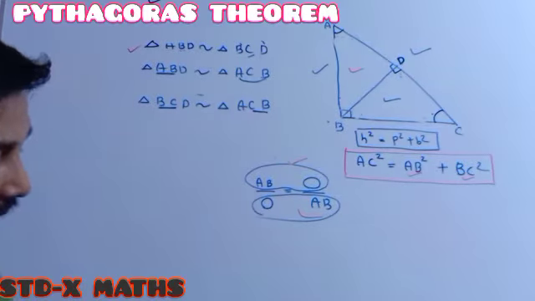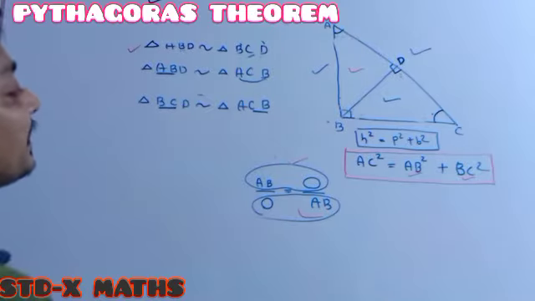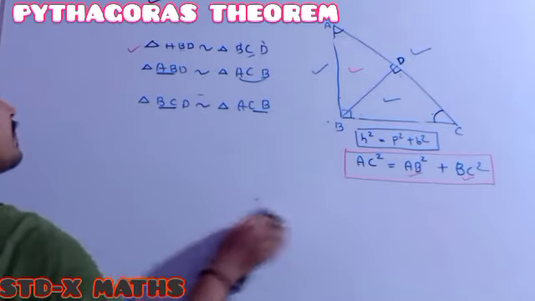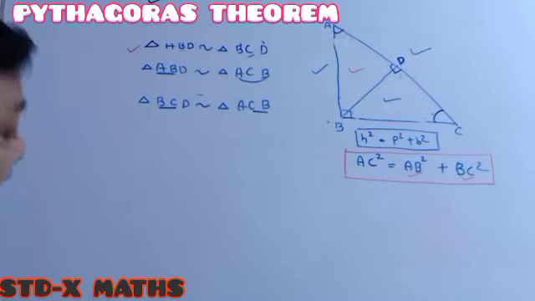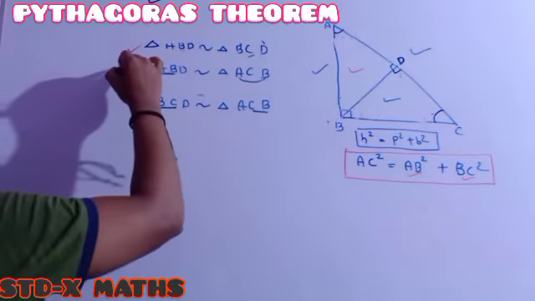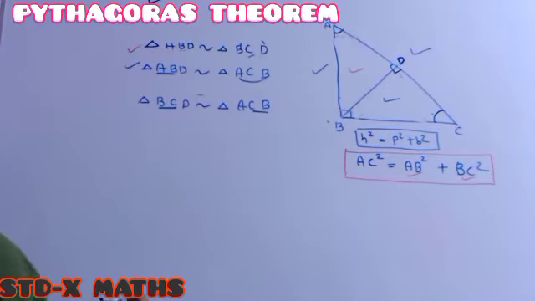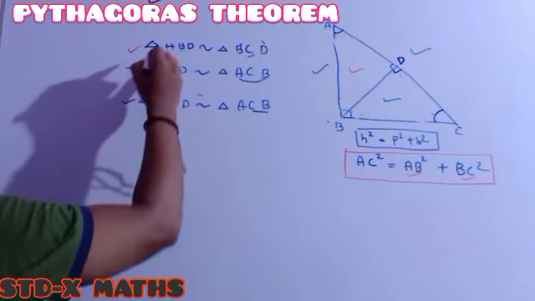So it means we can find out the AB square from the second similarity. It means we can find out the AB square from this similarity, and we can find out the BC square from this similarity.